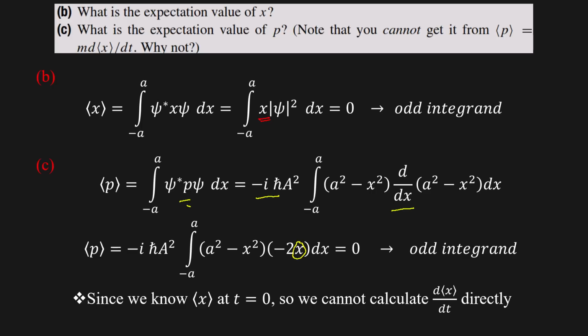This is of course even. So I add the integrand, so naturally it will be 0. The specific question asked is, why can't we use m multiplied by the time derivative of the expectation value of x? We cannot find a time derivative for the expectation value of x because the given wave function is at t equal to 0.